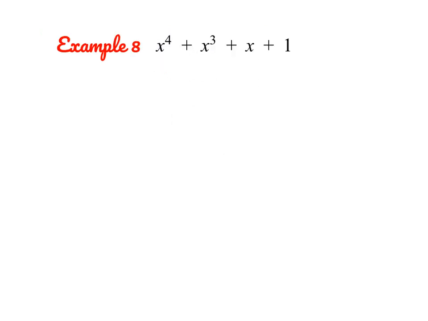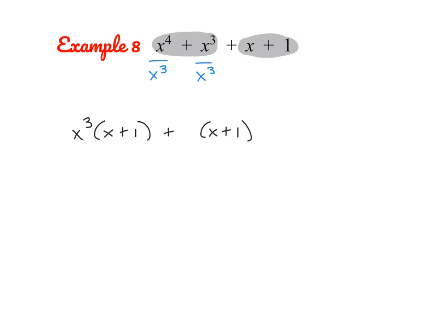All right, let's try one more example together. So here, again, there's no overall GCF, but 4 terms tells us to try to factor by grouping. Our first 2 terms are divisible by x cubed. You want to divide out as much as possible. So that leaves us with x cubed times x plus 1. Our second 2 terms don't have anything we can divide out, but it is x plus 1, so I'm going to give it a coefficient of 1. And again, since these factors match, the coefficients become their own factor, like this.